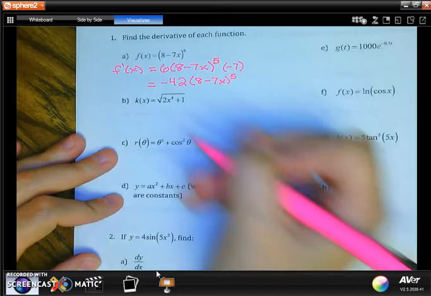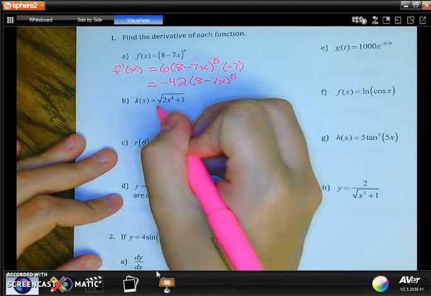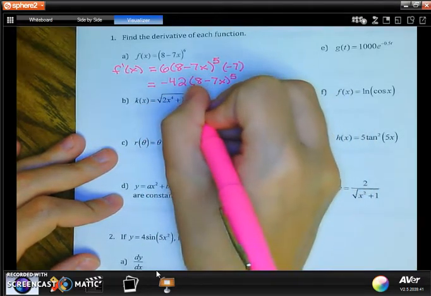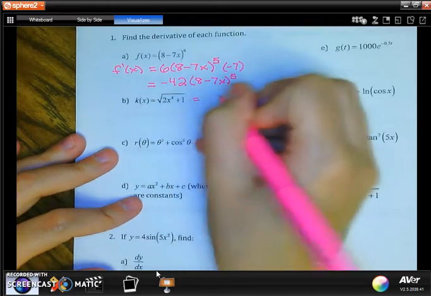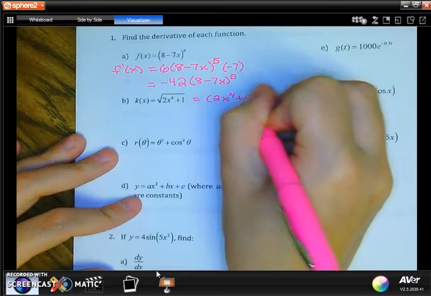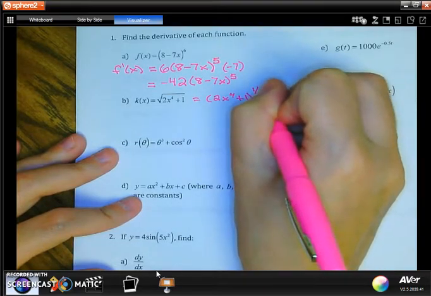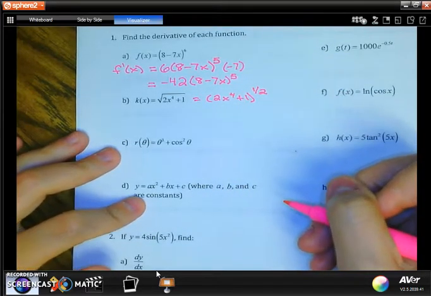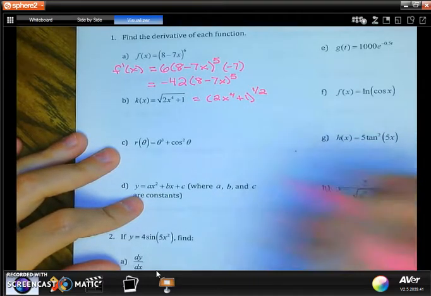For the next one, I would interpret this square root as the whole thing raised to the 1/2 power. So I'm just going to rewrite it as 2x to the 4th plus 1 quantity to the 1/2. Whenever you see square roots, you want to go ahead and rewrite it to the 1/2 power. And now I would apply the chain rule.